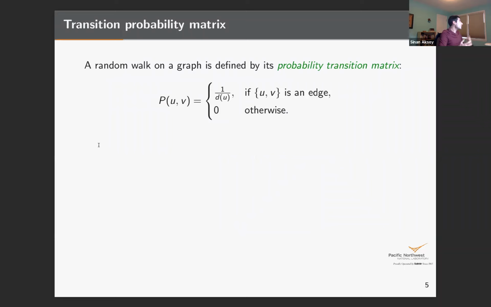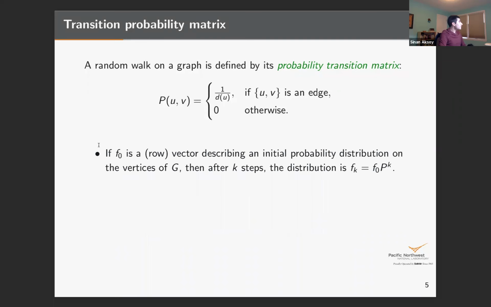So more formally, a random walk is defined by its probability transition matrix. This is a matrix that has the same zero, non-zero pattern as the adjacency matrix, except in the ij spot, we now have 1 over the degree. The degree is the number of edges, of course, that touch a vertex. 1 over the degree of i, if ij is an edge, and 0 otherwise.